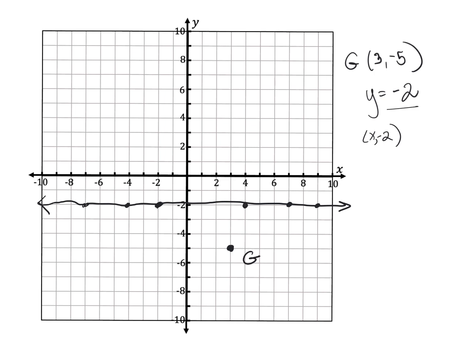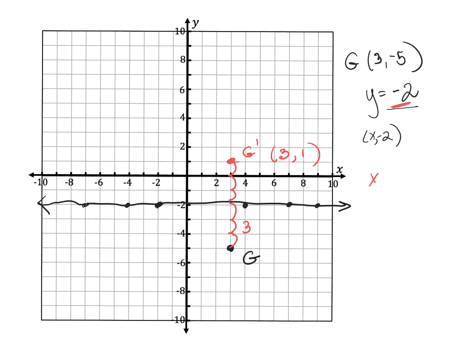So with our reflection, we just count the number of units to my line of reflection, and that happens to be 3. And then I'm going to count 3 units over. So G prime is at (3, 1). And that's all there is for question number 1. It's that simple. The key is remembering that y equals is a horizontal line.